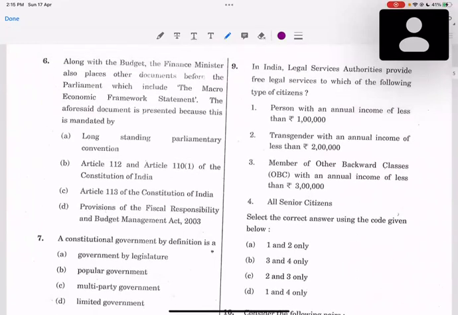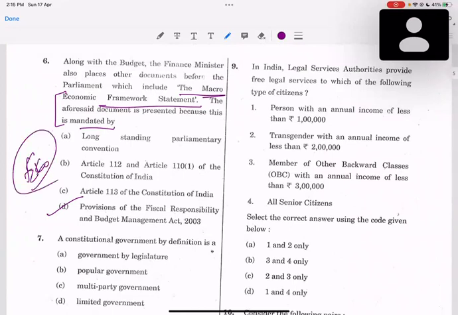Along with the budget, the finance minister also places other documents before the parliament, which include the macroeconomic framework statement. Direct question, I don't think so. These statements, a foresight document, is presented because it is mandated by. Direct question, even if you had not read the polity part, it is also mentioned in economy, where we talk about fiscal deficit. So it's a direct question.